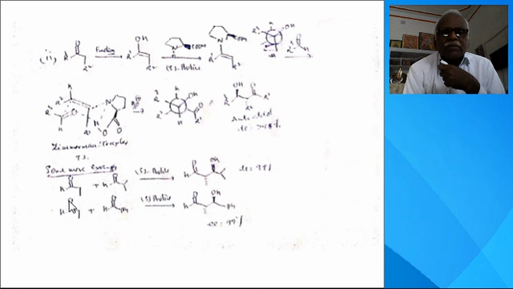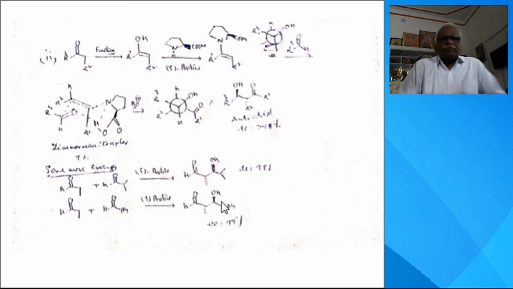Similarly, I gave you some more examples. This is an aldehyde, this is the same aldehyde. In the presence of S-proline, you are getting this anti-aldol. With another aldehyde, benzaldehyde, in the presence of S-proline, you are getting this anti-aldol. The optical purity is more than 99%. Right, next.